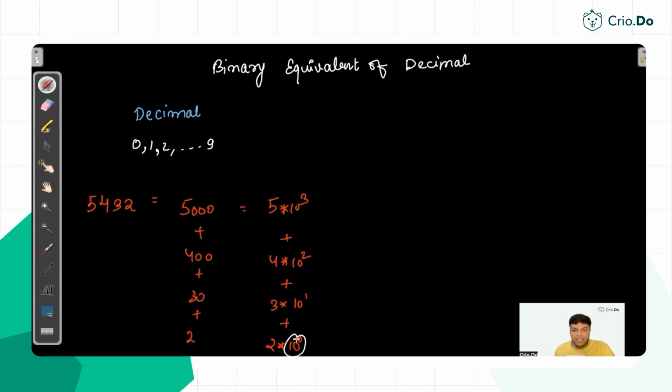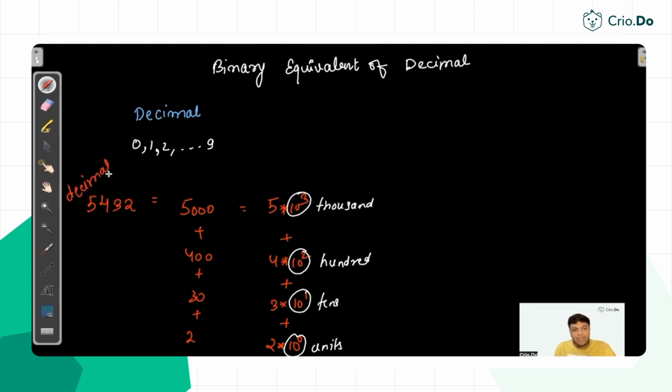Now what is 10 raised to power 0? It means the units place. 10 raised to power 1 means the tens place. What about 10 raised to power 2? It means the hundreds place. And similarly, 10 raised to power 3 will be the thousands place. In the decimal number system, we take every place value as 10 times the previous one: 10 raised to power 0, 10 raised to power 1, 10 raised to power 2, 10 raised to power 3, and so on.